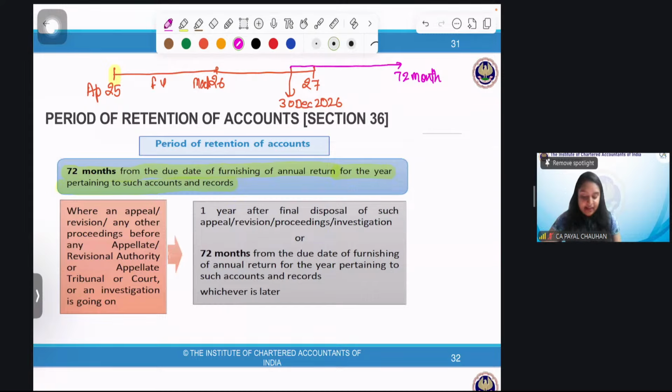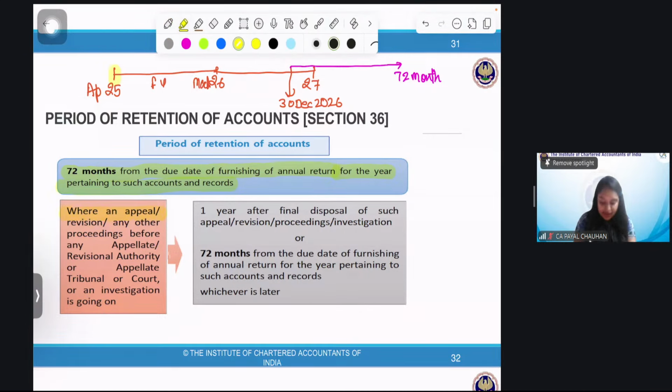Now we'll read it again. 72 months from the due date of furnishing the annual return for the year pertaining to such accounts and records. And which year's records will it be here? Here, the actual data will relate to which financial year? 25-26. Perfect answer.